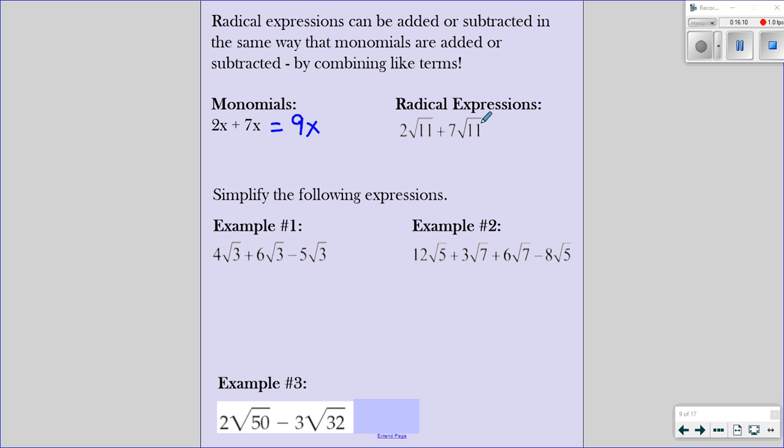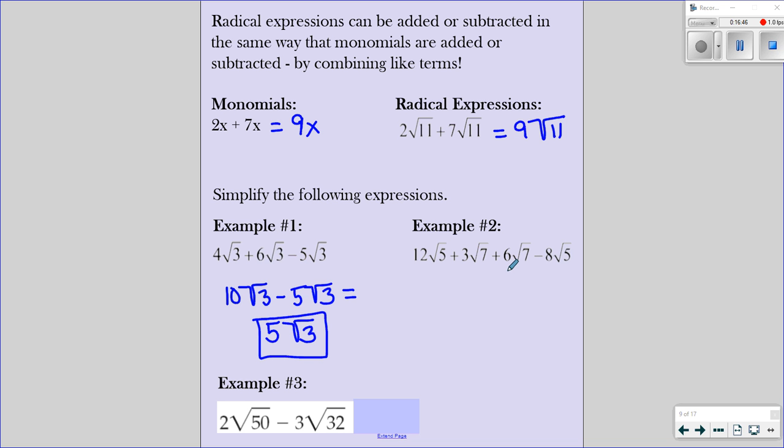So same thing with radical expressions. If you have the same radical expression, this will be 9 square root of 11. It's just like this if this were a variable, but instead it's a radical number. So we're going to do the examples for the others. All of these have square root of 3 in them, so we can combine them. These two will give you 10 square root of 3, and then 5, you bring that down, and you combine it further. So that would be 10 minus 5, which is 5, and then square root of 3.